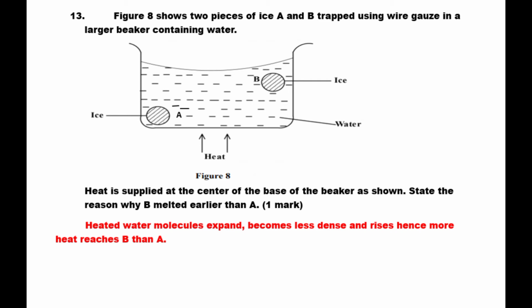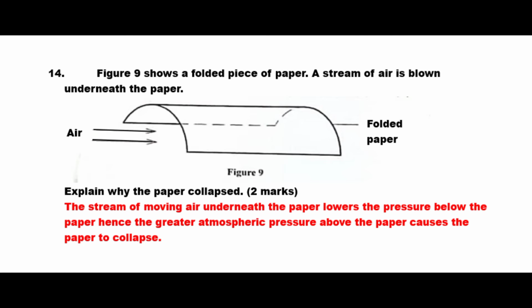Let's go to question 14. Figure 9 shows a folded piece of paper. A stream of air is blown underneath the paper. You have a paper there, then we have a stream of air. Explain why the paper collapses.